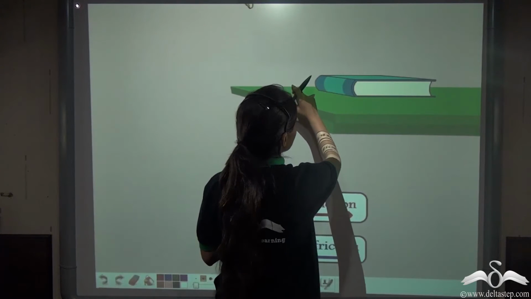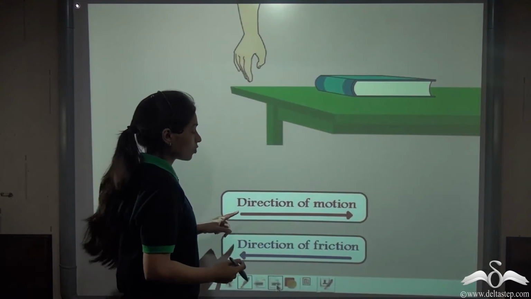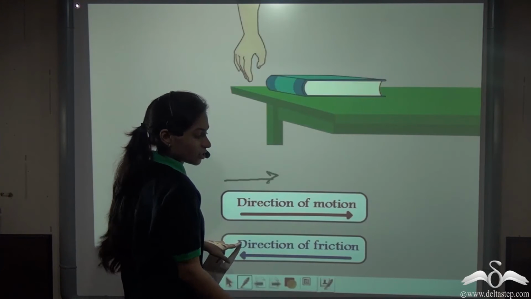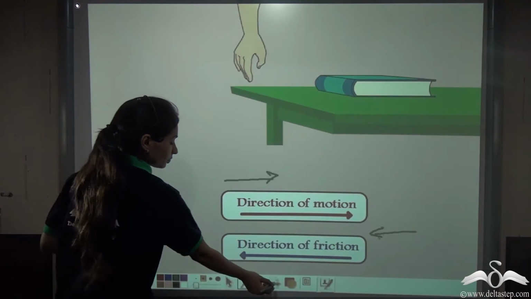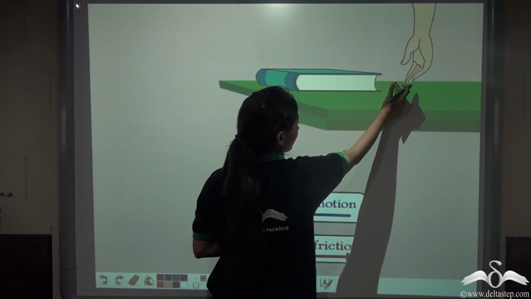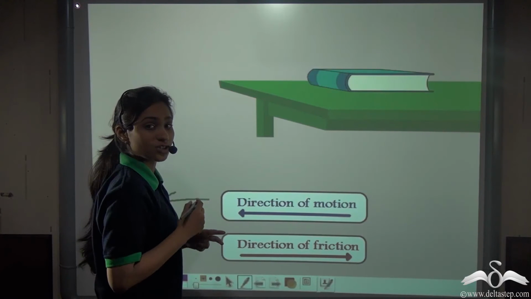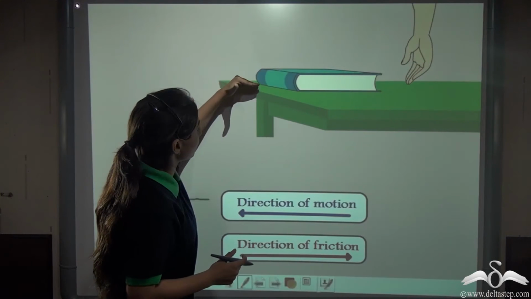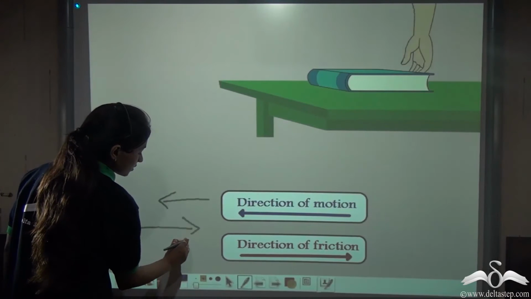So, if the book is moving in this direction, the direction of friction will come from the opposite way. So, the direction of motion is this way, and the direction of friction is this way. Now, what if I change my direction of motion? Here, I have changed my direction of motion. I am pushing the book in this direction. So, my direction of motion is this way. So, from where will the direction of friction come? Well, the friction that opposes motion will come from this way so that it can stop the moving object. So, the direction of friction will come from this way.